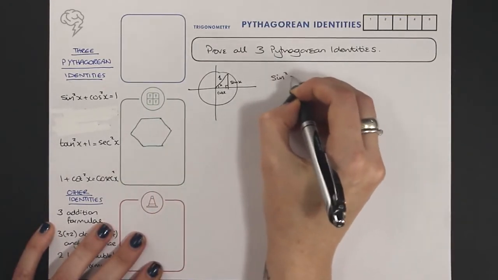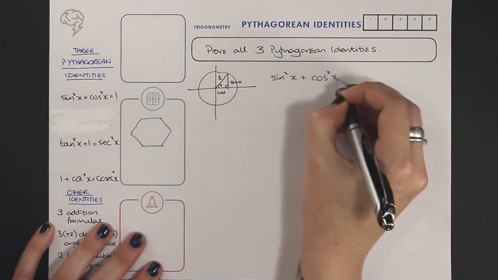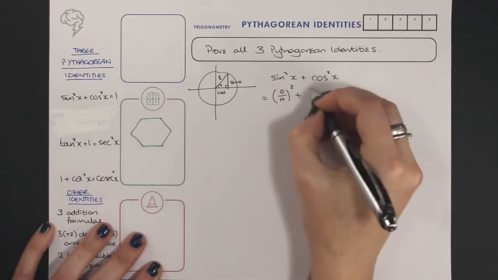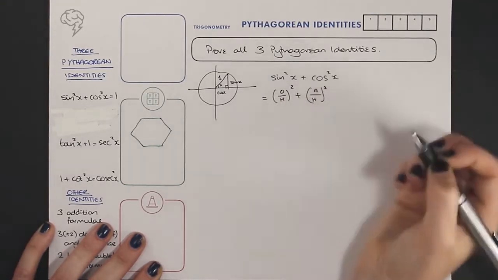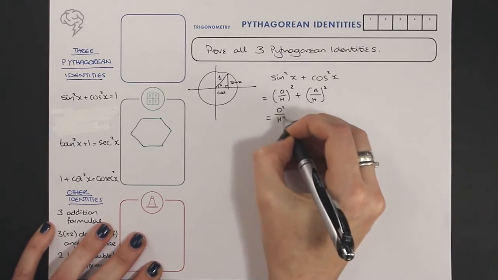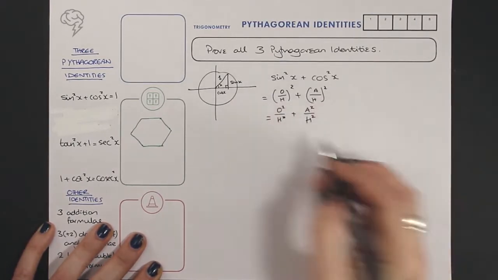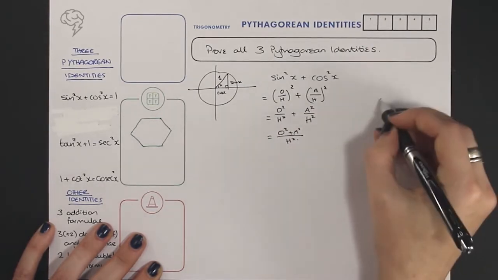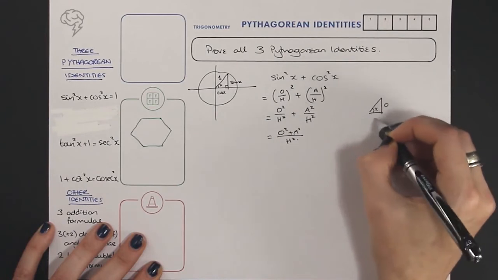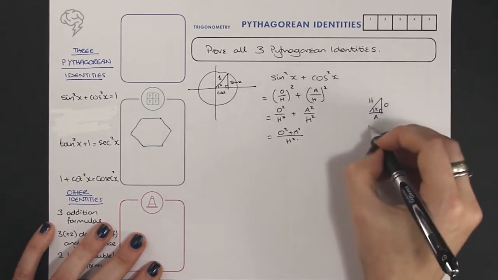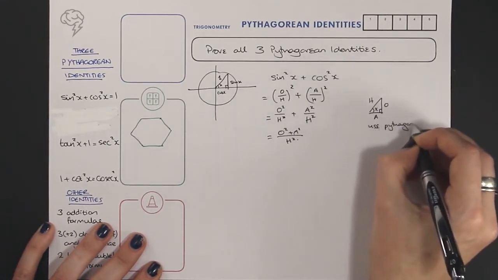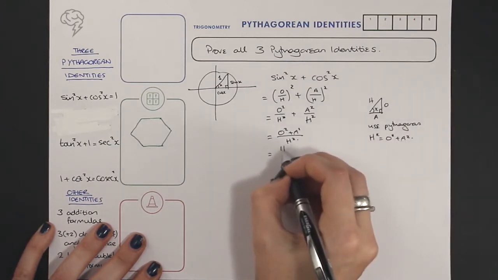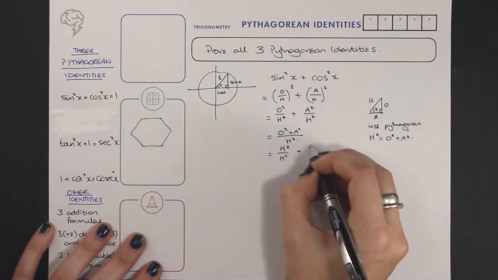So, sine squared x plus cos squared x. Well, sine is the opposite over the hypotenuse, and cos is the adjacent over the hypotenuse. When you square a fraction, you square the top and you square the bottom. When you add fractions, you make the bottoms the same and add the tops. Okay, let's refer back to our triangle. We've got an angle, an opposite, an adjacent, and a hypotenuse. Use Pythagoras, you see that h squared is o squared plus a squared. So therefore, this is h squared over h squared, which is 1.